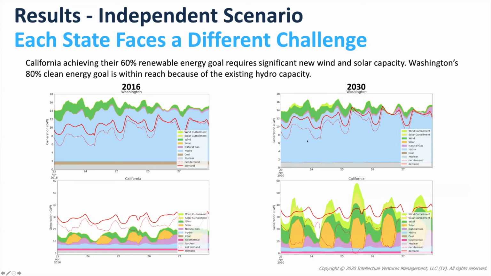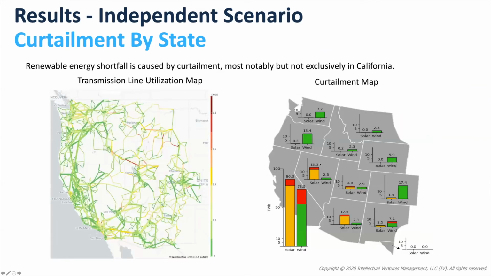The state of Washington wants to go to 100% clean energy in 2045, and as we can see here, we can reach in 2030 a sub-step of 80% clean energy. California has some troubles here, has to import electricity and has a lot of curtailment. Next up is the transmission line utilization map and the curtailment map that shows where the transmission line is congested, where we have curtailment.